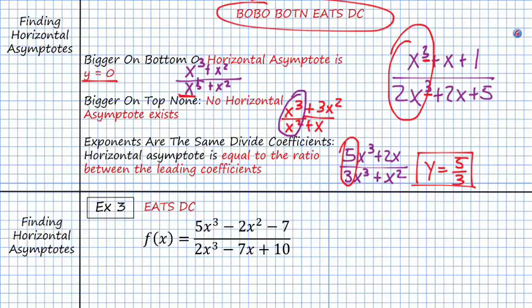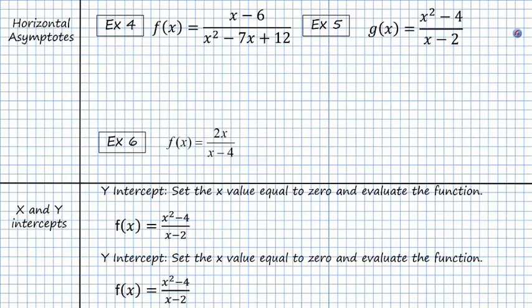All right, so let's see an example of eats DC. So again, we're just focusing on these first terms, right? We see that we have a cube and a cube, therefore our leading coefficient is going to come into play. So we know that y will be equal to 5 over 2. That will be my horizontal asymptote. And again, the difficult thing about these is going to be making sure that we're using the appropriate information.